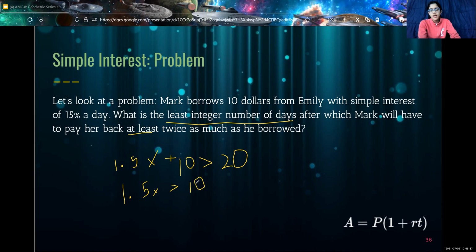And then now we just divide both sides by 1.5, which is multiplying by 2/3, so we get 20/3, right? x is at least 20/3, right? And 20/3 is equal to 6 and 2/3, right? But after 6 days, Mark will owe less than twice the amount he borrowed, right? So that means that we have to round up. So after 7 days, he will owe at least twice as much as he borrowed.